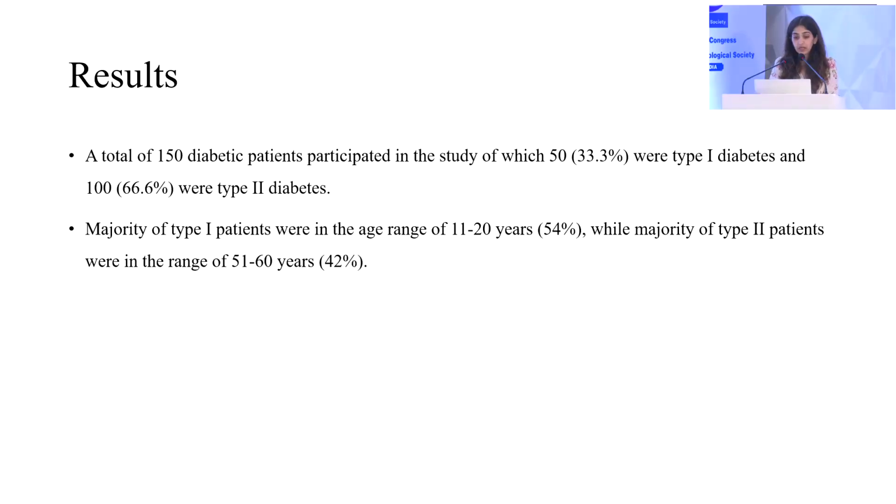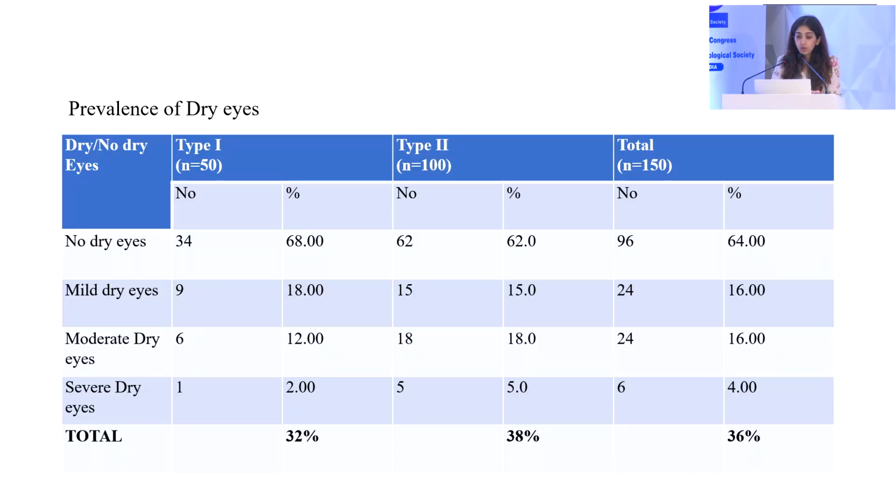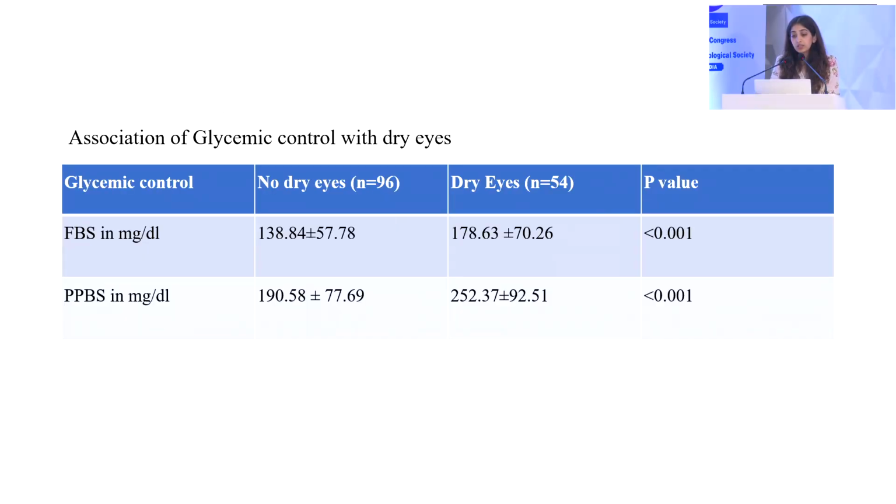So the results included a total of 150 diabetic patients, of whom 50 were type 1 diabetic and 100 were type 2 diabetic. The majority of type 1 patients were in the age range of 11 to 20 years, while the majority of type 2 patients were in the age group of 51 to 60 years. The prevalence of dry eyes was 32% in type 1 diabetic patients and 38% in type 2. Total prevalence of dry eyes in these diabetic patients was 36%. A statistically significant correlation in dry eyes and diabetic patients was seen with fasting blood sugar and postprandial blood sugar, with p less than 0.01, showing that there is an association of glycemic control with dry eyes.